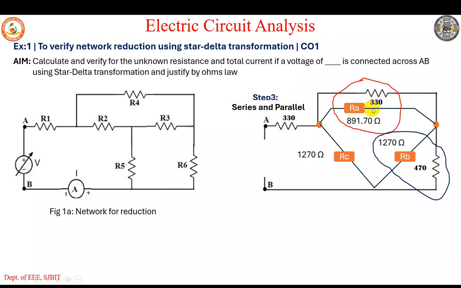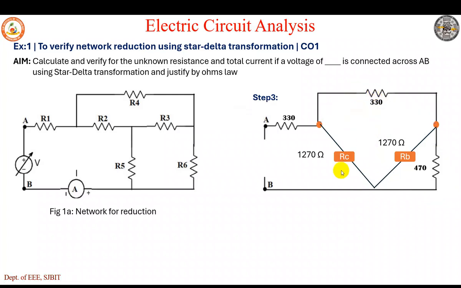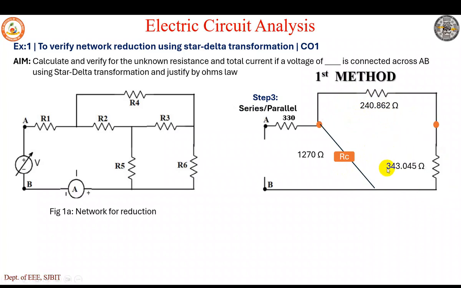So we know the equation for parallel. 891.70 into 330 divided by their sum will give us 4240.862. Similarly 1270 and 470 are in parallel and will give us the answer as 343.045 ohms. Now, this step has been completed. So this is a reduced circuit. Then what do we do? Again analyze for series and parallel. Is any element in series or parallel?